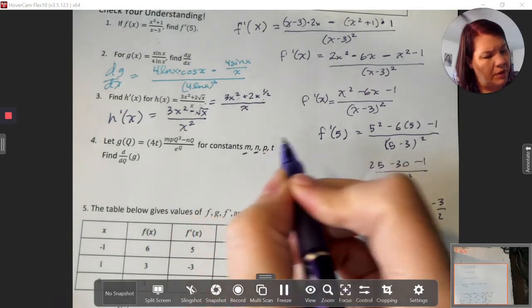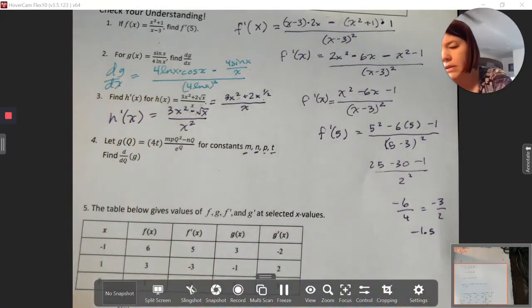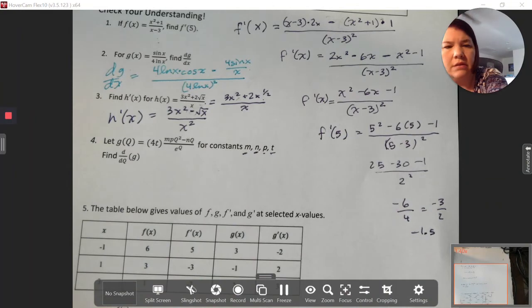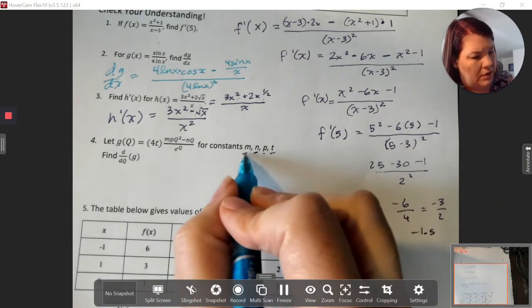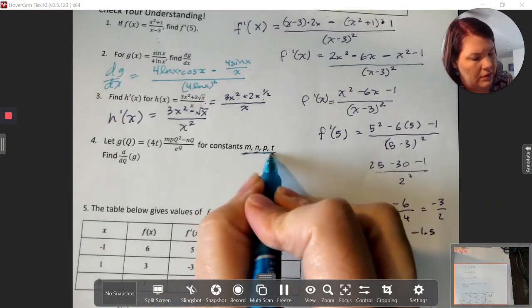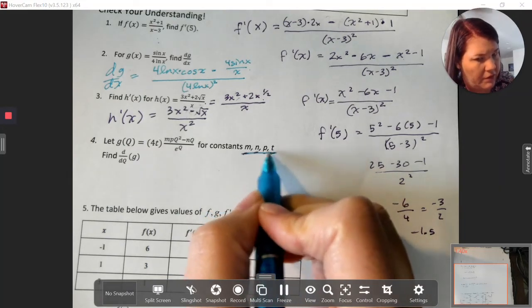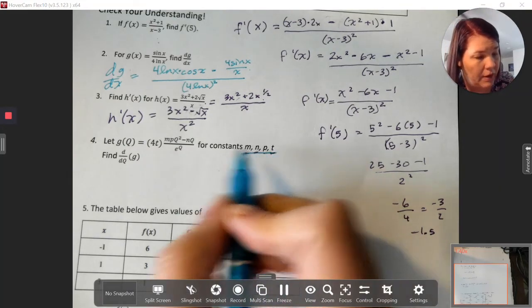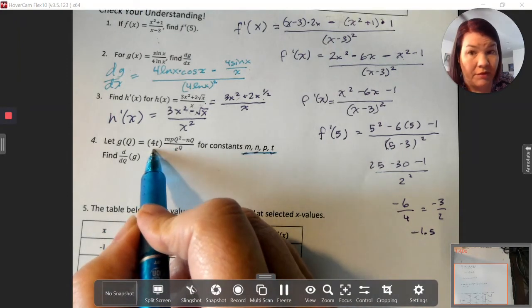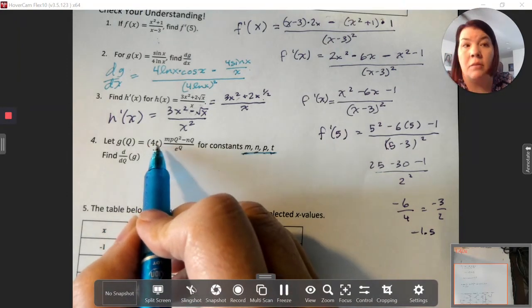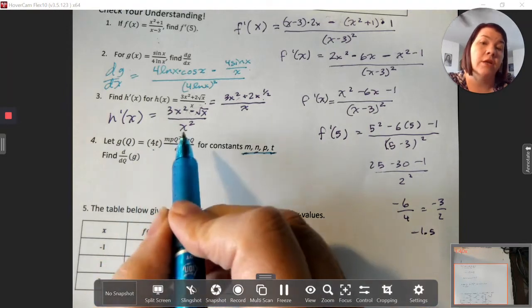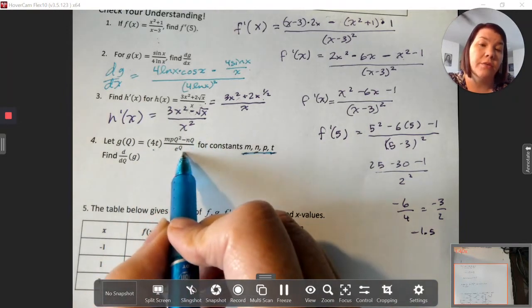M, N, P, and T are all constants. Very, very important sentence. All constants. Which means that the derivatives of these are just them. So you're looking at this and thinking, oh, do I have to use product? No, that T is some constant value. It doesn't change. The only thing that does change is the Q's.